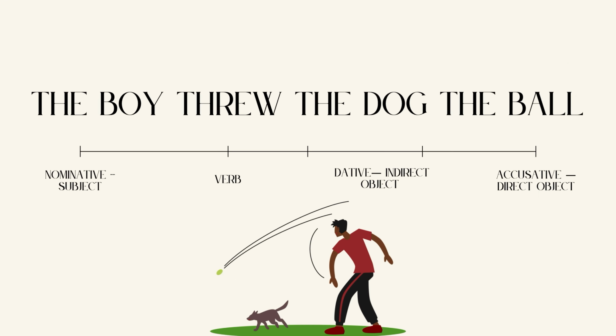So how do these work in an English sentence? Let's look at a simple English sentence first. The boy threw the dog the ball. So the boy is the nominative or the subject of the sentence. Threw is the verb. Dog is the indirect object or the dative. And the ball is the accusative or the direct object in the sentence.